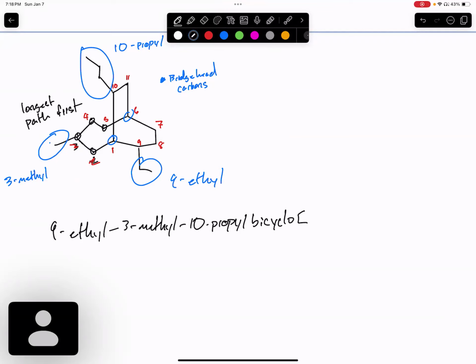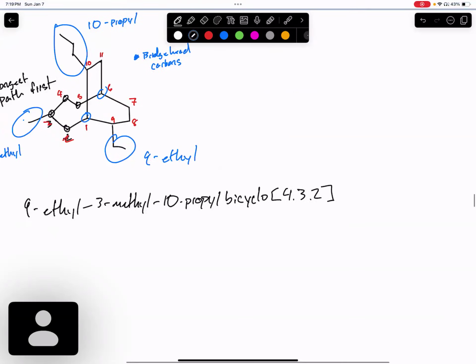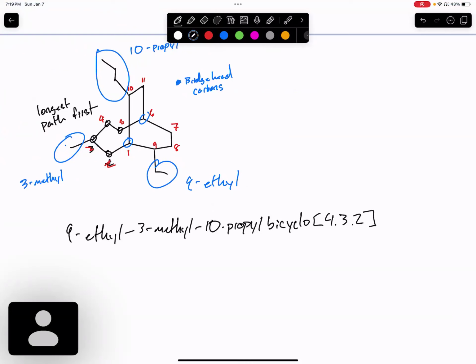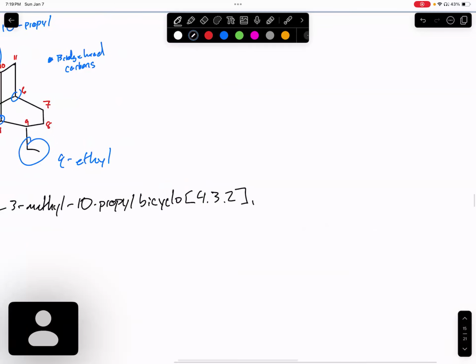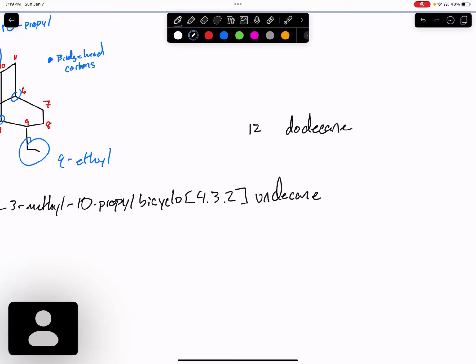So this would be 1, 2, 3, 4, 1, 2, 3, and 2. And how many carbons did we say this was? 11. What is 11? Does anybody remember? 11 is undecane. If it was 12, it'd be dodecane. But don't memorize all of these. We'll only ask you up to 10.